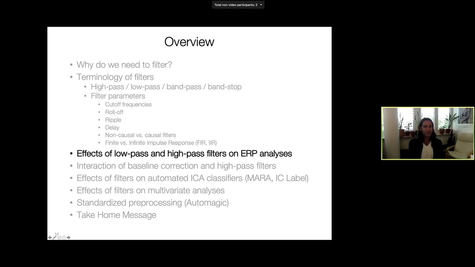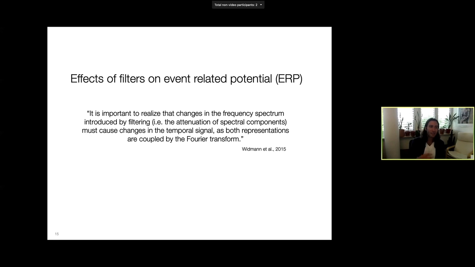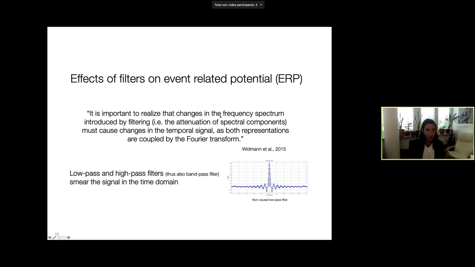So let's look at the effects of low-pass and high-pass filters in ERP analysis. I would like to quote: "It is important to realize that changes in the frequency spectrum introduced by filtering must cause changes in the temporal signal, as both representations are coupled by the Fourier transform." Which means what I showed you already before: low-pass and high-pass filters smear the signal in the time domain, which can be seen here.